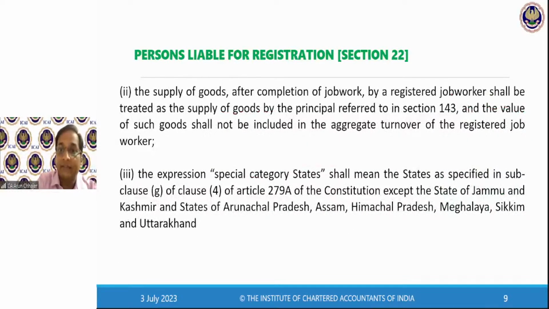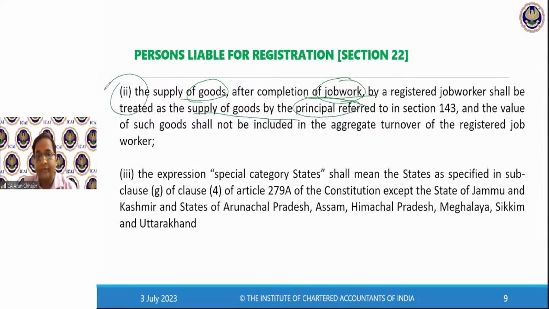Second, they are saying, in case of the job work, the supply of the goods after completion of the job work shall be treated as supply of the goods by the principal, not of the job worker. If I do job work, let's say I am doing the stitching work. Mr. A is a principal. He has sent the goods to me for stitching. I have returned the goods after stitching. This returning of the goods, will it be added in my sale? Will it be counted as my supply? Explanation 2 says no, it will not be counted.